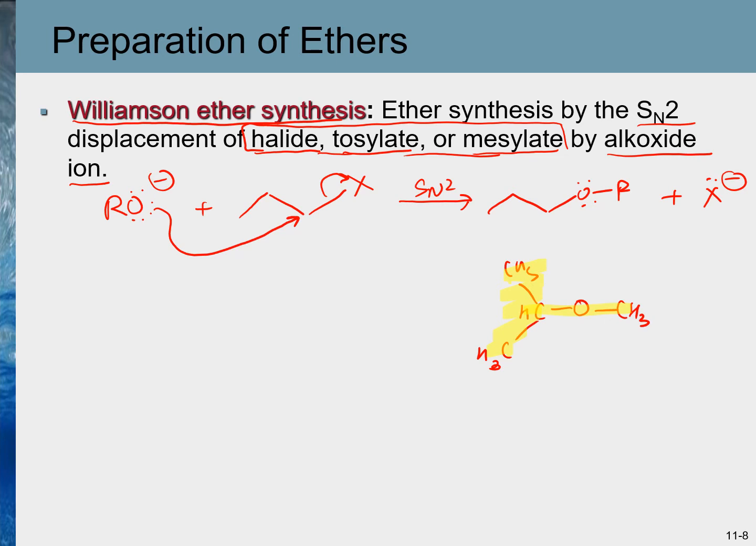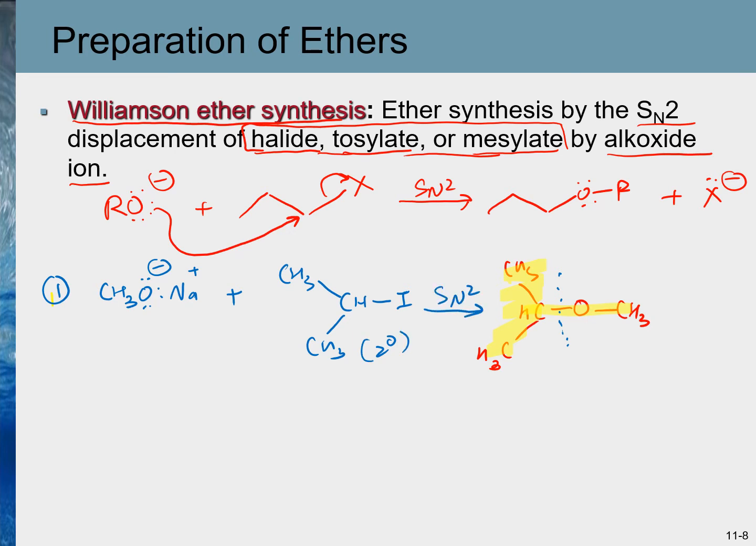In one combination, we can select methoxy group as a nucleophile. Sodium ion is just a counter ion, and the isopropyl can be our substrate. Isopropyl is a secondary, so it will still give us SN2 type of reaction. So in this case, this reaction may happen and we will end up with our desired ether. The other possibility is, let's call this possibility number 1.